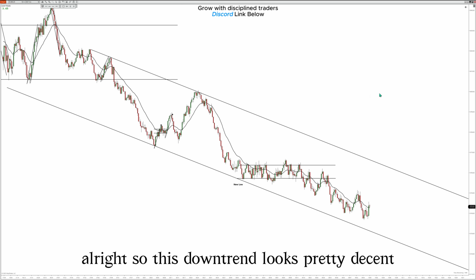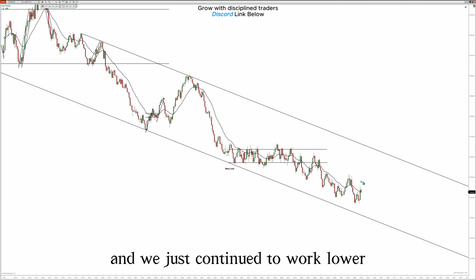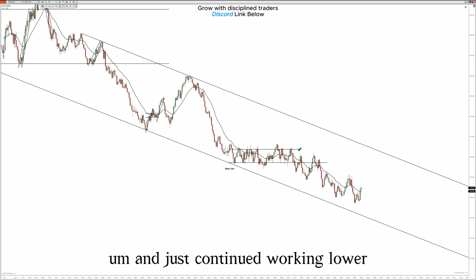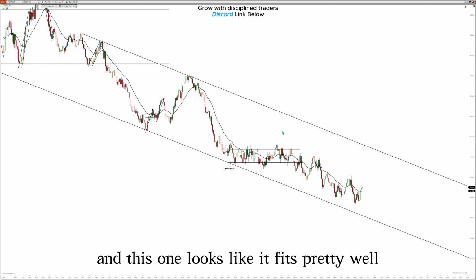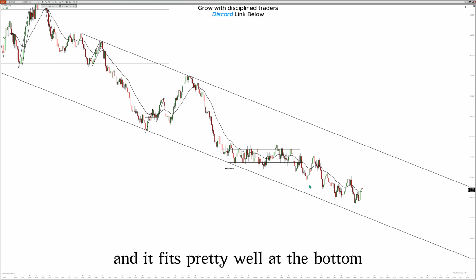All right, so this downtrend looks pretty decent. We created new low for that other one I had drawn, and we just continued to work lower. We broke out of the bottom of this trading range here, this small one, and just continued working lower. So I got to look for some kind of wider downtrend, and this one looks like it fits pretty well, starting from this high and connecting these ones, and it fits pretty well at the bottom.